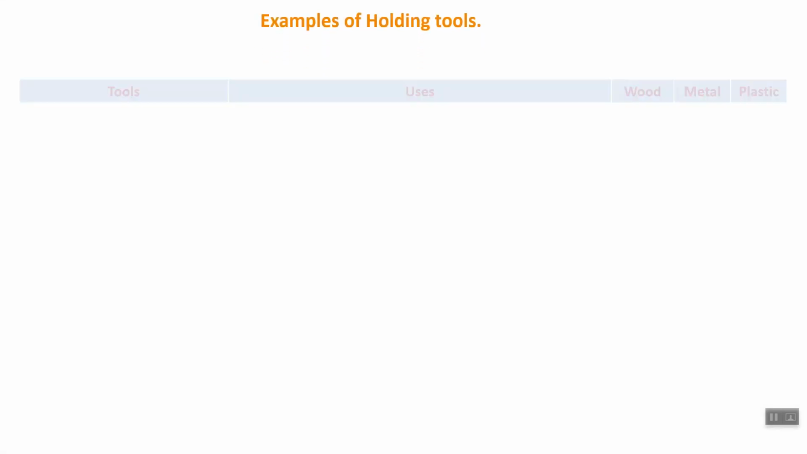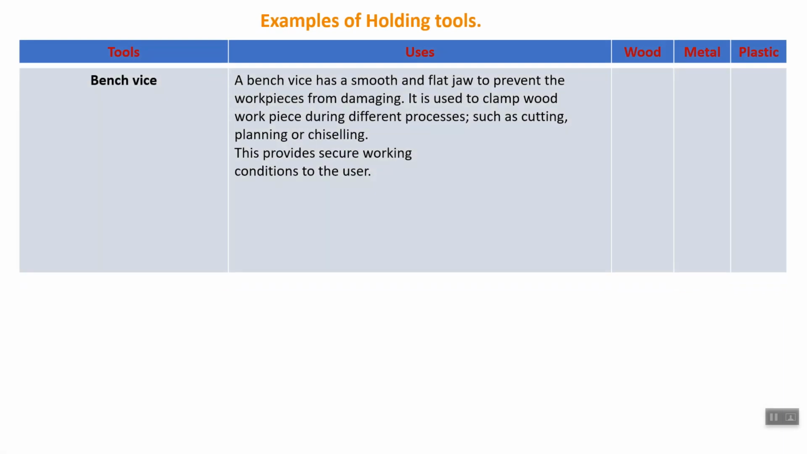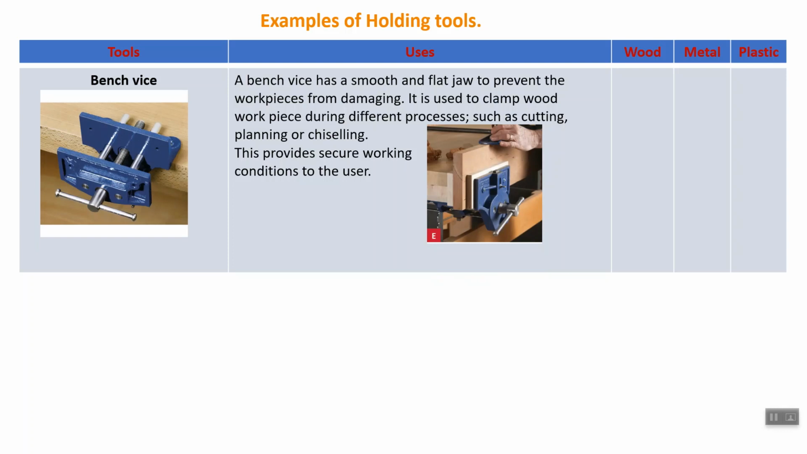Examples of holding tools. First of all we have the bench vise. You see the bench vise we generally see in the workshop, which is fixed to the workbench. A bench vise has smooth flat jaws to prevent the workpiece from being damaged. These are the jaws here and here. They are flat, and when we hold the material inside, it does not damage the material because it is flat. But as a precaution, we add here the scrap material.